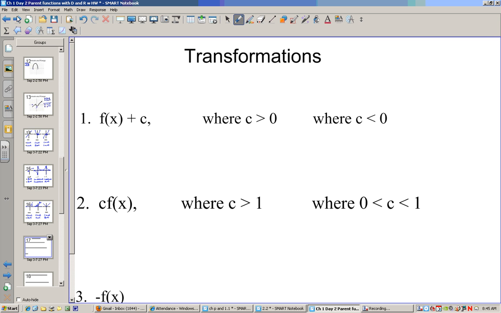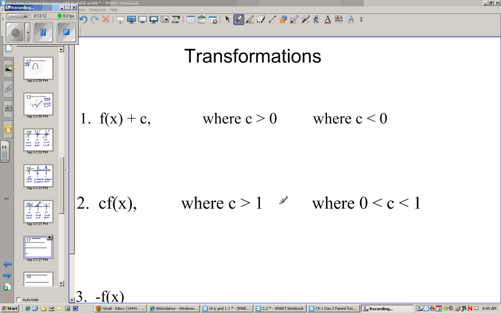Now we're going to look at some transformations. We're going to see what each of these transformations does.